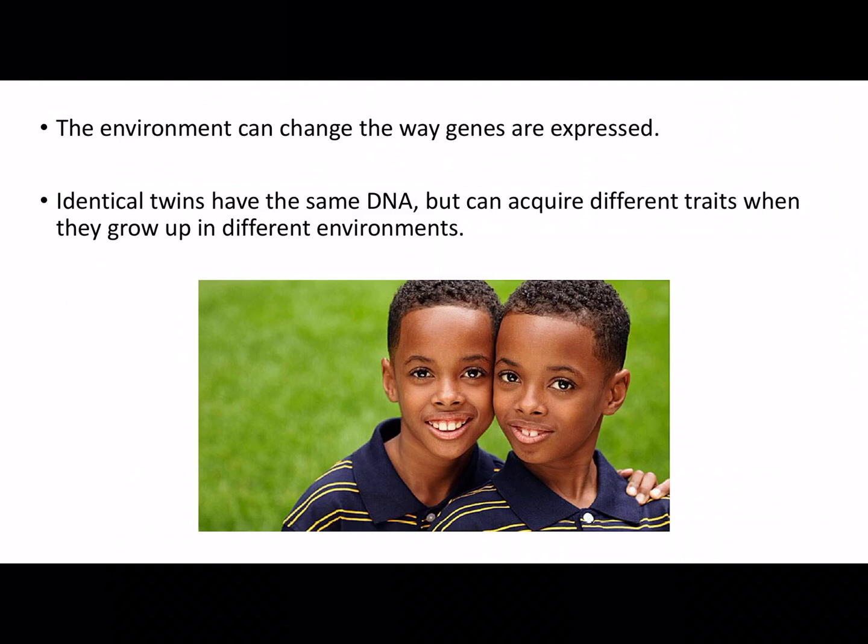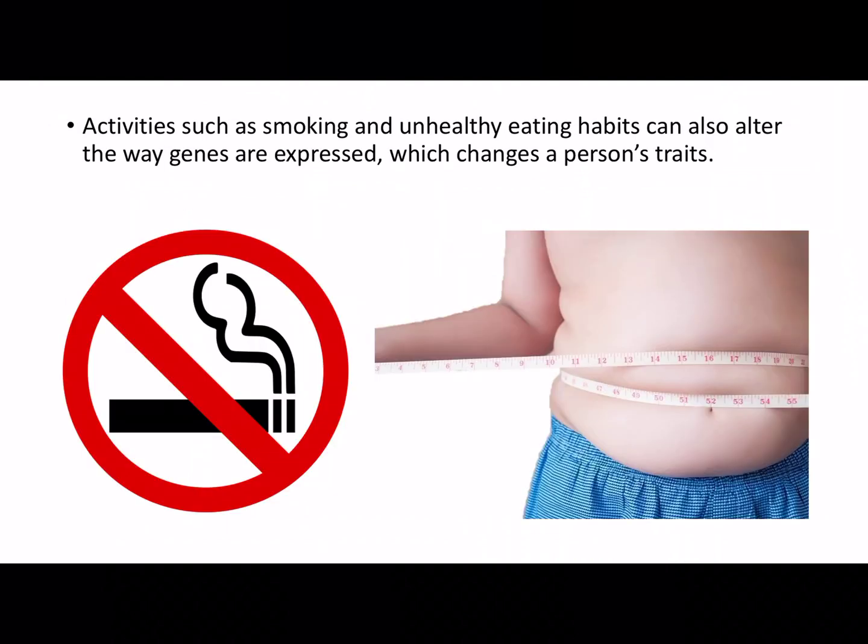The environment can change the way genes are expressed. Identical twins have the same DNA, but can acquire different traits when they grow up in different environments. Activities such as smoking and unhealthy eating habits can also alter the way genes are expressed, which changes a person's traits.